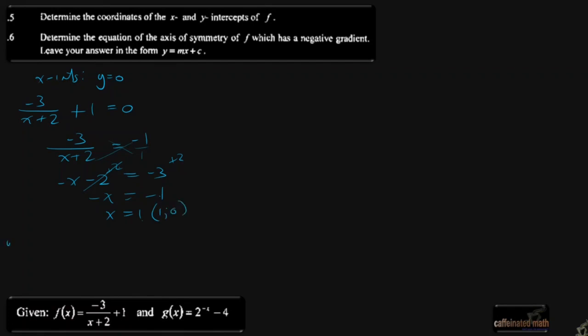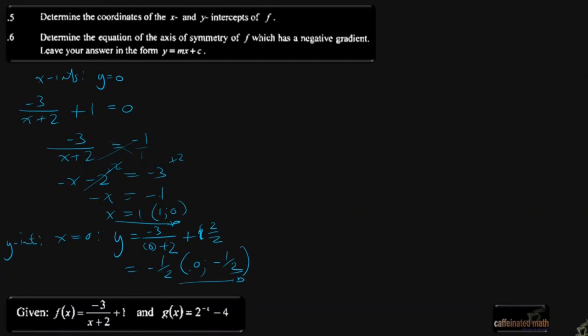For our y-intercept, we just place x equal to 0, which leads us to y being equal to minus 3 over, well, x's value is 0, and then we add 2, plus 1. That's minus 3 over 2. Well, 1 is just gonna, we can convert that into 2 over 2, so that's minus a half, which gives us the intercept 0 and negative 1 over 2.